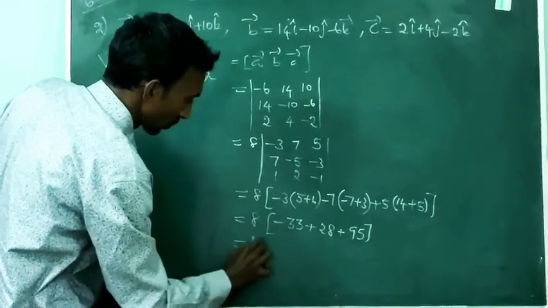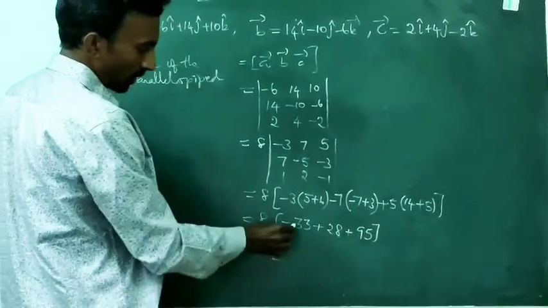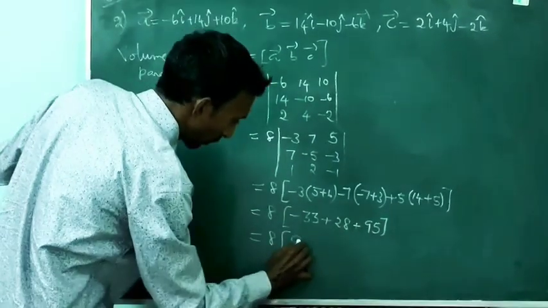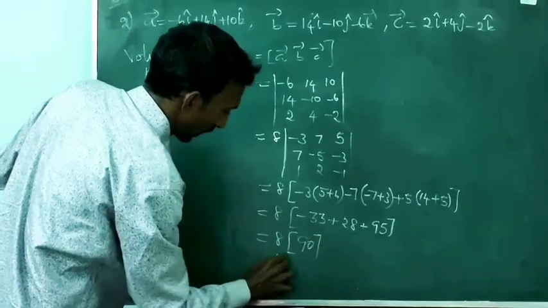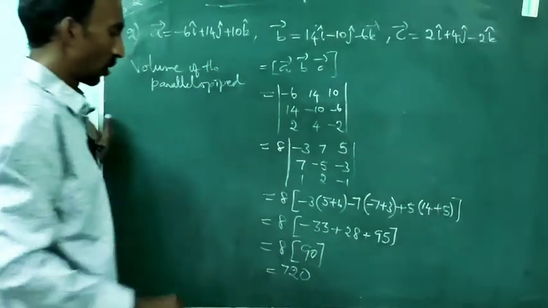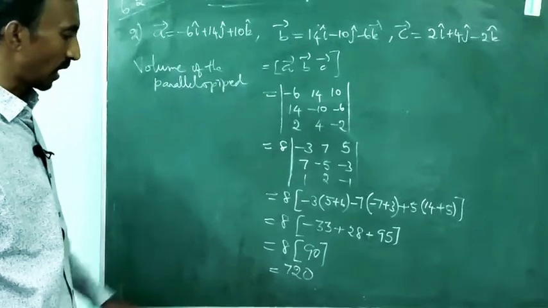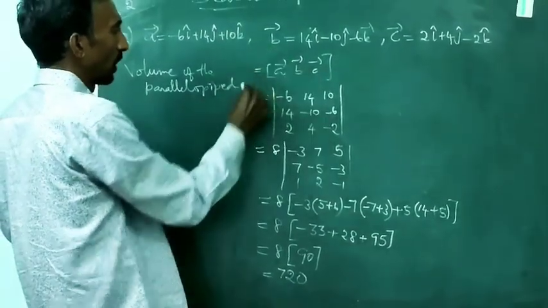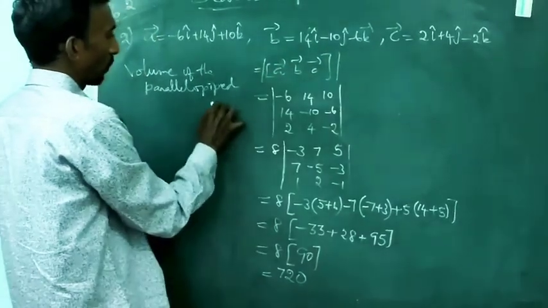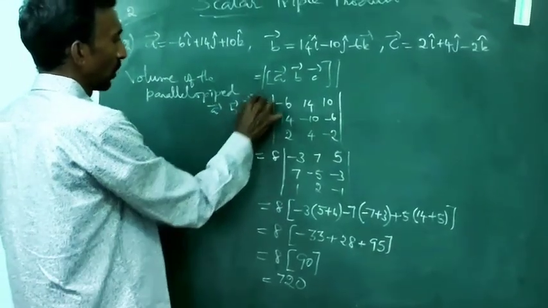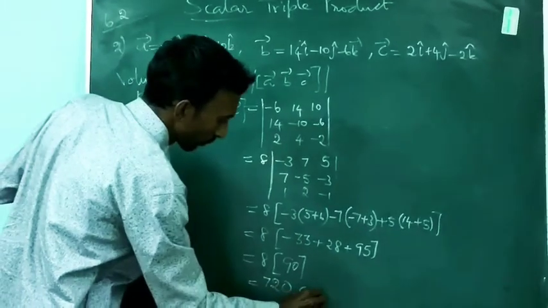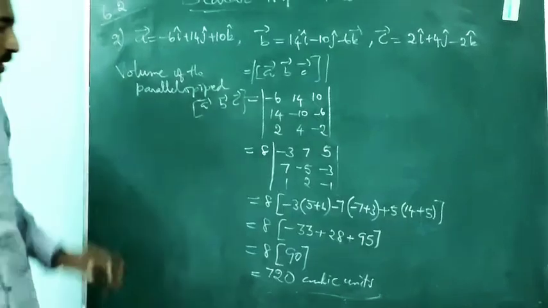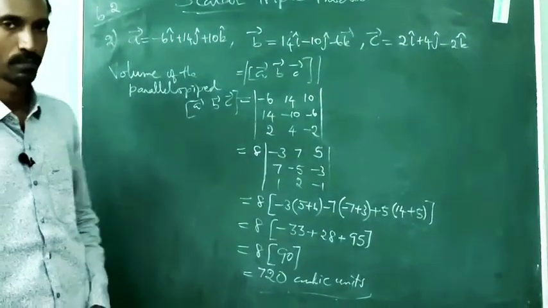Okay. So 8 into, so what is remaining here? 5, we are getting 90. So 8 nines are 72. So we are getting only the positive value, so no need to take the modulus value. Anyway, volume of the parallelepiped is magnitude, no problem. So we are getting the box product value. So cubic units. So volume means cubic units. That is the answer for second question.